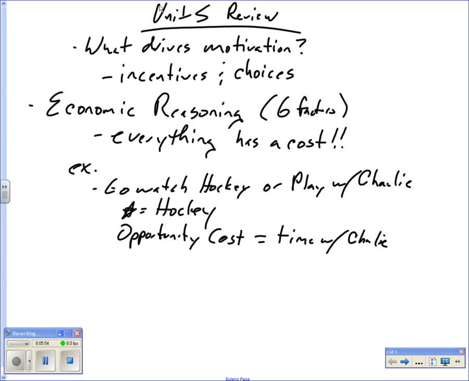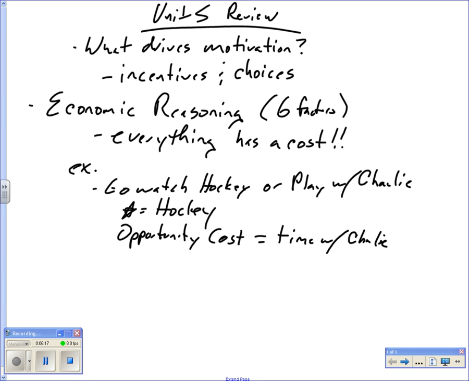If Charlie had had soccer last night or hockey last night, would I have chosen watching the hockey game? No, I would not have, because the incentives for me would have changed. If it's Charlie's birthday last night, no way am I going to go watch hockey on that, because my wife would kill me. So here's what we see then. Opportunity cost. Make sure you understand those 6 factors.